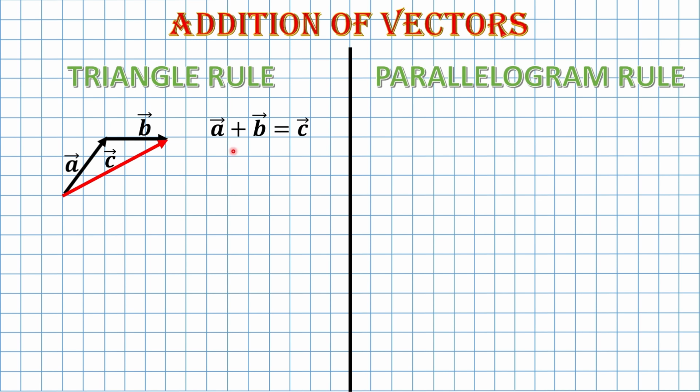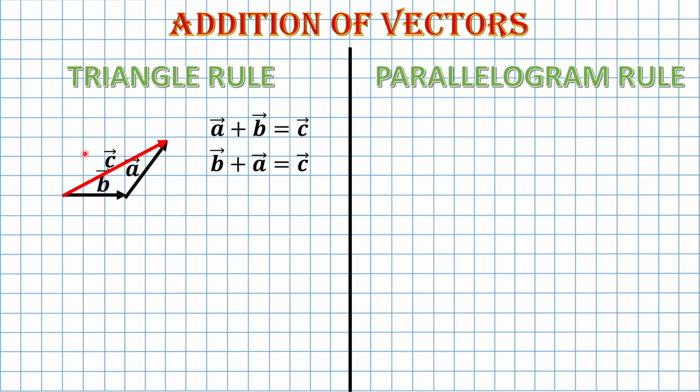When we do addition of vectors, it doesn't really matter whether it is vector A plus vector B or vector B plus vector A. The resulting vector will be anyway the same. So let me show you. We can move vector B down, parallel to its previous position, and we can move vector A to the right side, also parallel to its previous position.